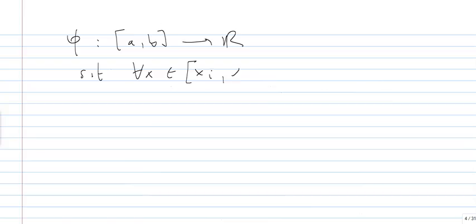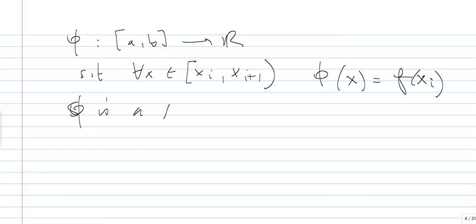Now you take phi defined on [a, b] into R such that for every x in the open interval (xi, xi+1), we take phi of x to be equal to f of xi. So in this case, we have a step function. Obviously, phi is a step function, or simple function, sorry, simple function.